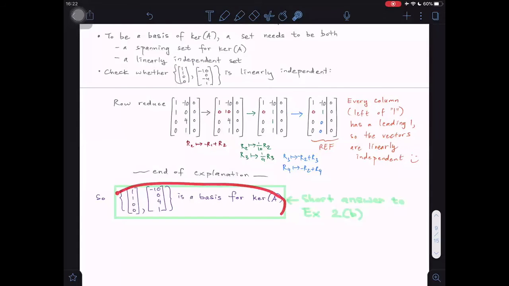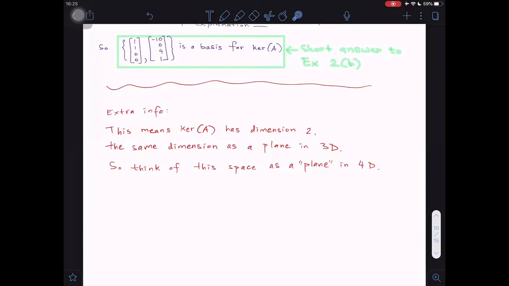This is the short answer for part B of the exercise, so we could have gone directly from part A to part B. In fact, this method works in general. So in the next slide, we will talk about an algorithm where we can quickly find a basis for the kernel of a matrix. The fact that there are two vectors in a basis for the kernel of A means that the kernel of A has dimension 2, the same dimension as a plane in 3 dimensions. So you can think of this space, the kernel of A, as like a plane in 4 dimensions.